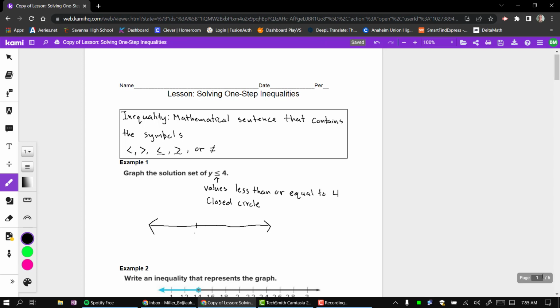So let's build the number line for this. So I have 0, 1, 2, 3, 4, 5. And we want values that are less than or equal to 4. So we're going to go to 4, and we're going to do a closed circle. So it means we're going to make a dot right there on 4. And we're going to shade values that are less than that. So we're going to go to the left. So any value that's to the left of 4 will work for this problem.